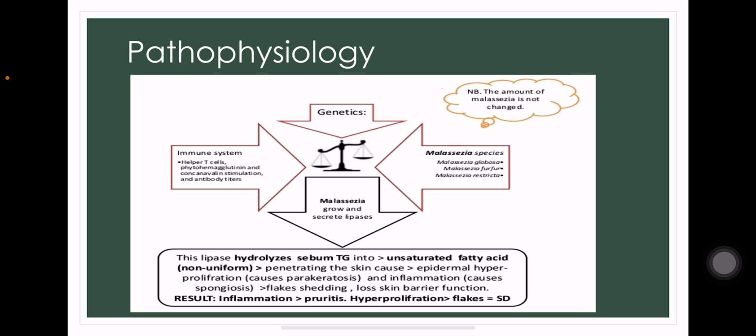hyperproliferation, leading to parakeratosis, and inflammation leading to spongiosis. This is followed by shedding of the flakes, loss of skin barrier function, inflammation, pruritus, skin hyperproliferation, and the eventual establishment of seborrheic dermatitis.